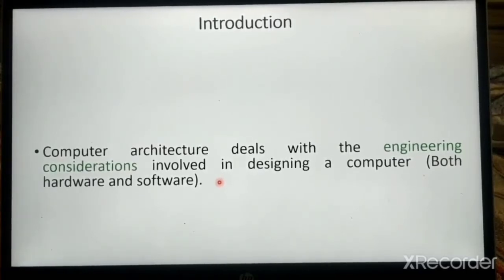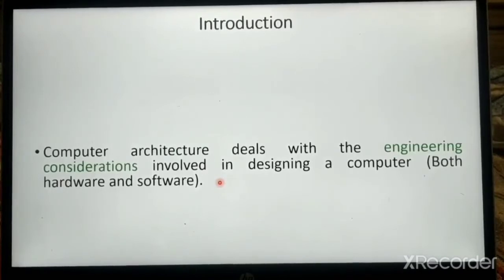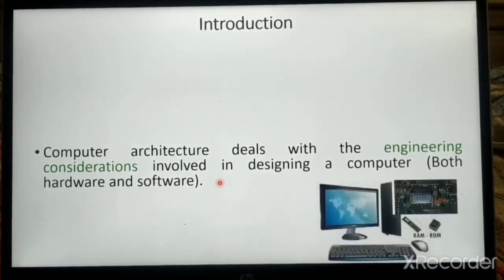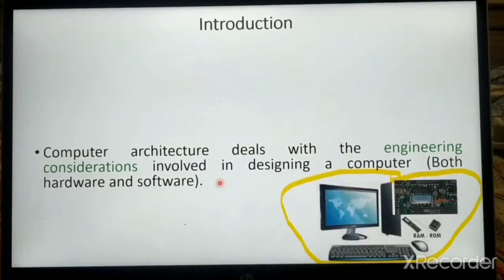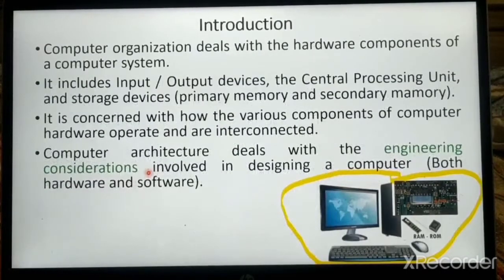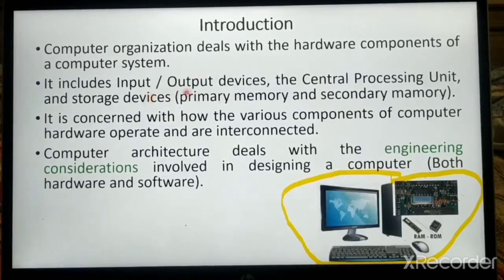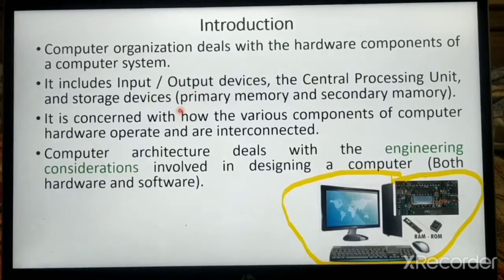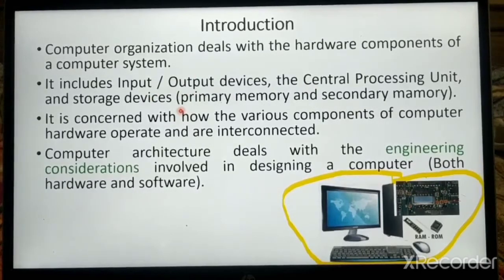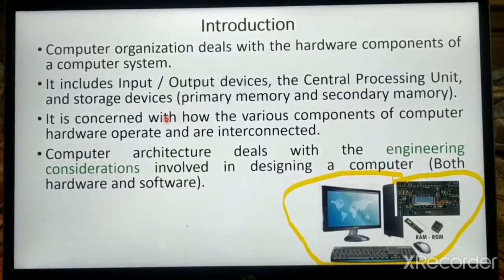We have already seen computer architecture in the first chapter, which deals with both hardware and software components of the computer based on engineering consideration. But computer organization deals only with the hardware components of the computer system, which include input-output devices, central processing unit, and storage devices. It also explains how these various components operate and are interconnected together.